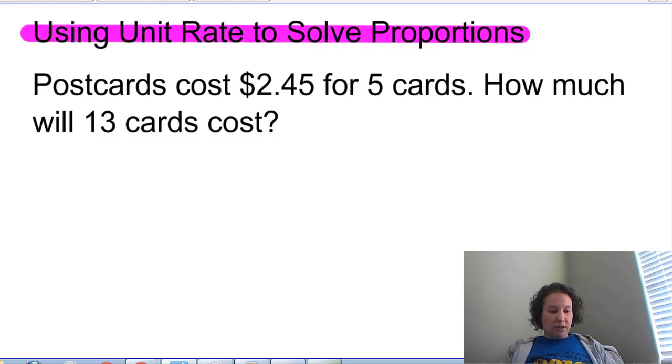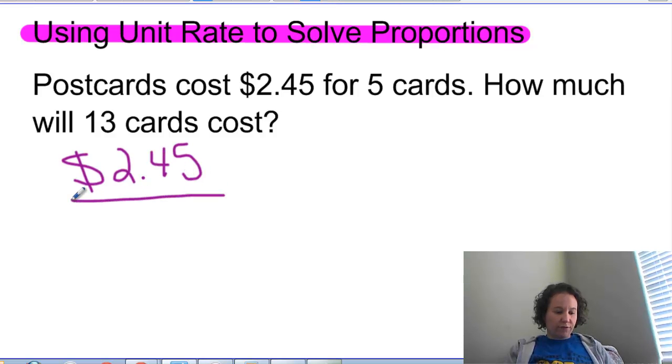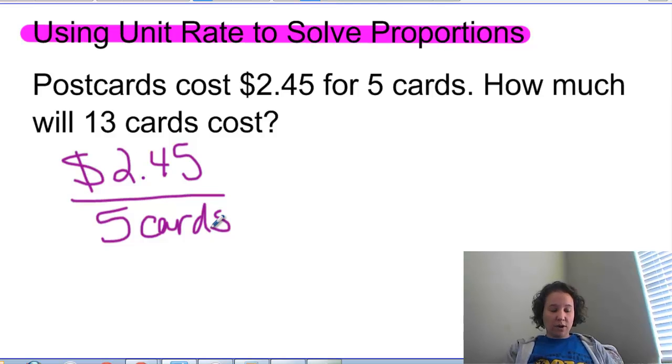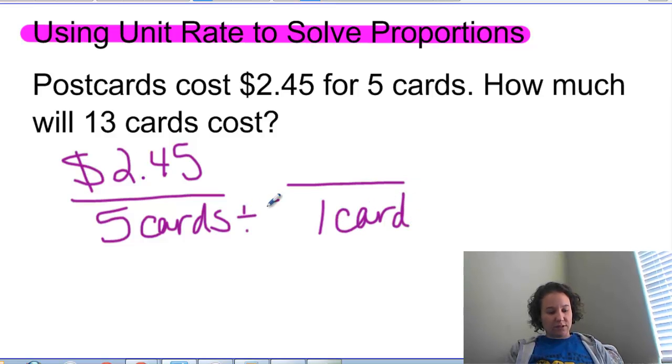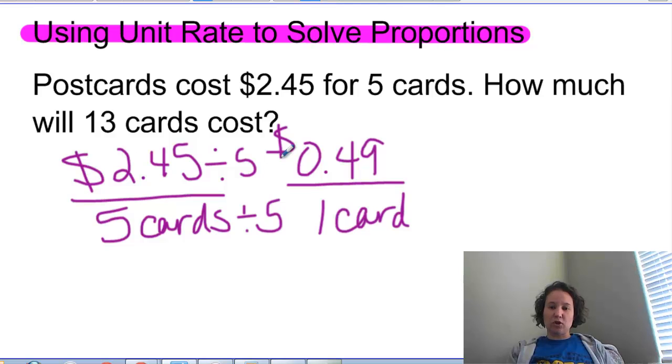So if I wrote a rate of $2.45 for 5 cards, and I want to figure out the cost for 1 card, that would be the unit rate. I want to know the cost per card, so I'm going to divide both of these by 5 so that I can figure out the cost of 1. $2.45 divided by 5 would be 49 cents per card.